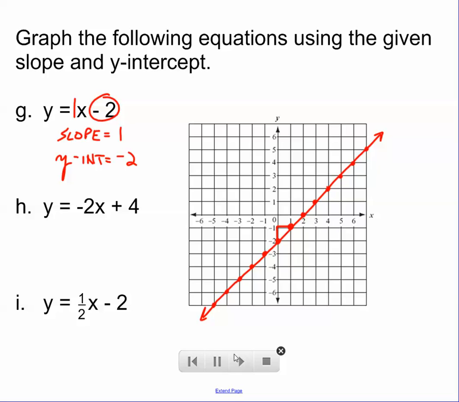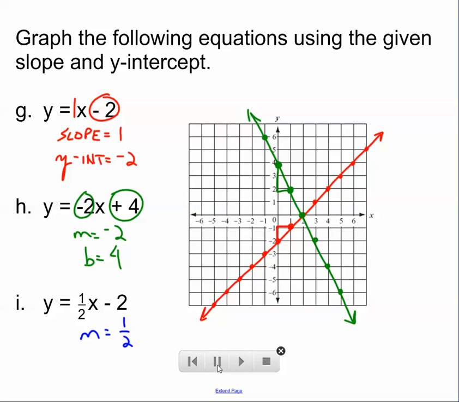All right, how about H? The slope, or m, is negative 2, and the y-intercept, b, is 4. So we'll plot that y-intercept, and then we're going to go down 2 over 1, down 2 over 1, and keep doing it. Repeated slope there. It's a constant rate of change. There's our line. And the last one, our slope is 1/2, and our y-intercept is negative 2.